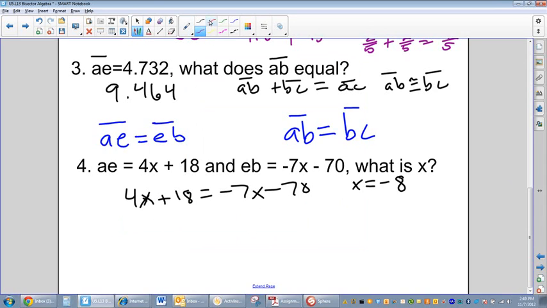Let's go ahead and solve this for x. Rihanna, what would be my first step to solve this for x? This is algebra. Get x by itself. That's going to be your first step. Yeah, let's add 7x to both sides. 4x plus 7x is 11x plus 18 equals negative 70. What is going to be step number 2, Tegan? What's step number 2 to get x by itself?